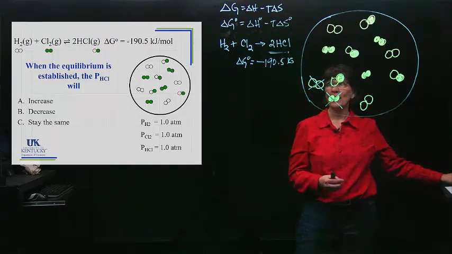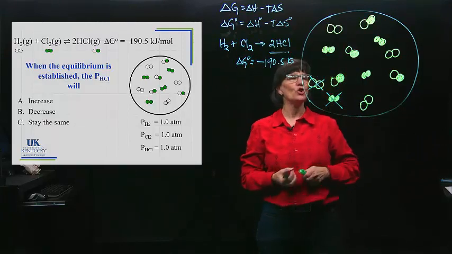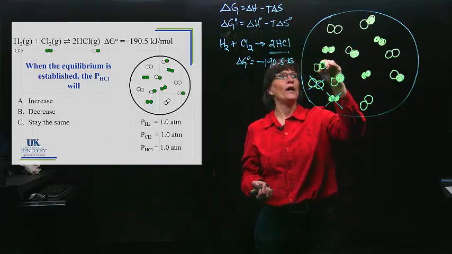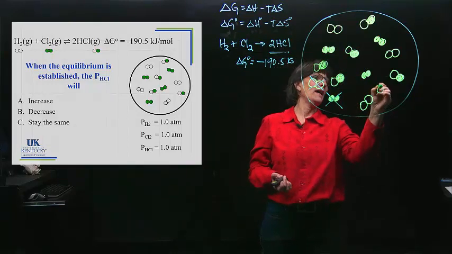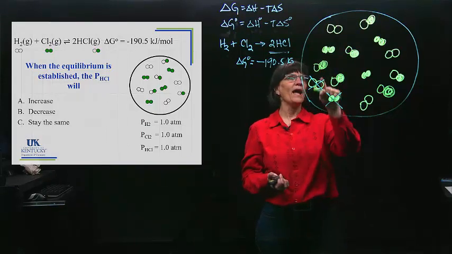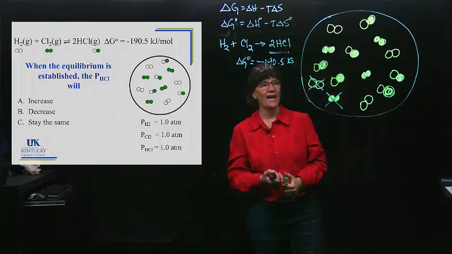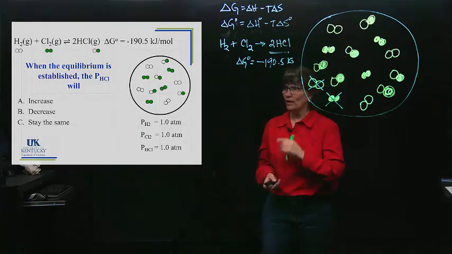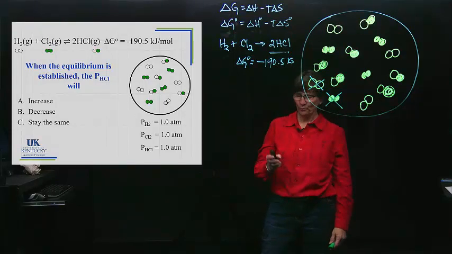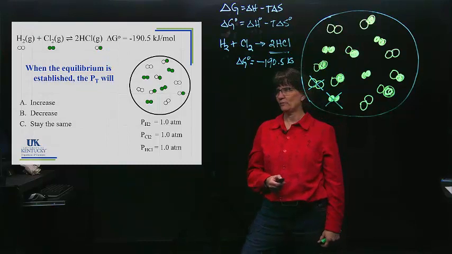What are we going to make? Well, when you use up one of these and one of these, you're going to make two of the HCl. So I'm going to make one HCl and I'm going to make another HCl. So now I have two more molecules of HCl than I had before. All right? If you've got more moles in this rigid container here, the pressure of HCl is going to increase.